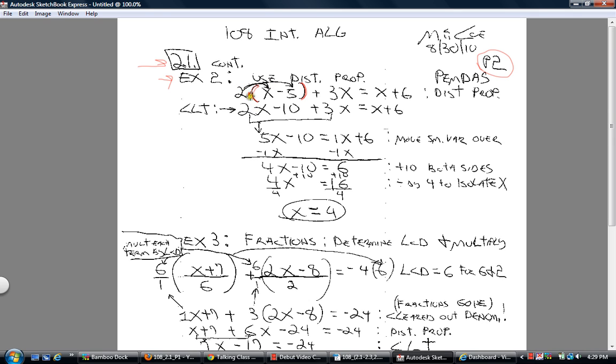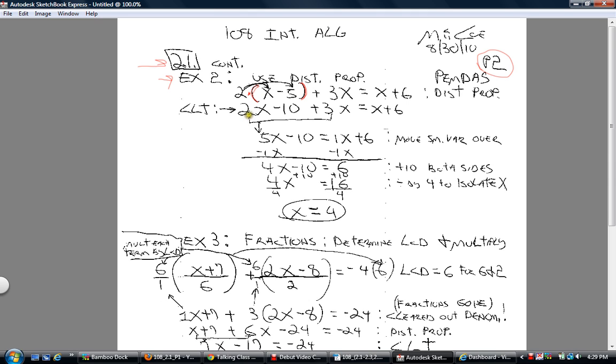2 times x is 2x. 2 times negative 5 is negative 10, and I brought everything else down. And that is what I did here on my very first step. Nothing wrong with taking the first step, clear out something. Now look at the problem. What can I do to make it easier?